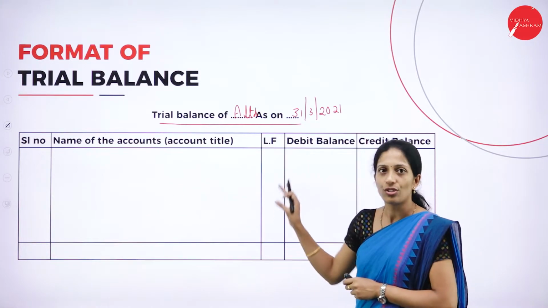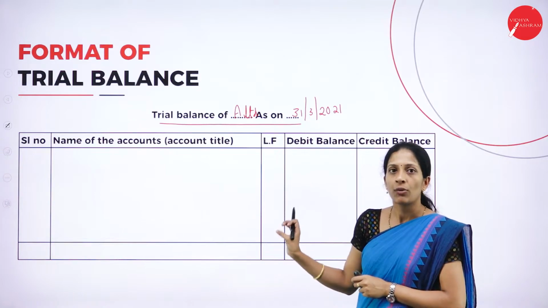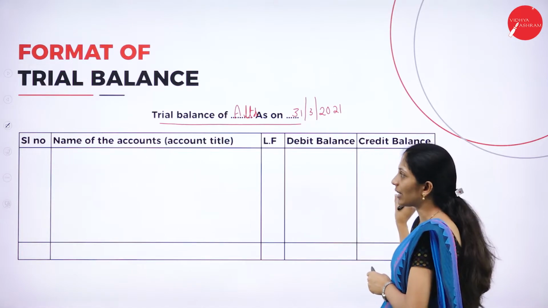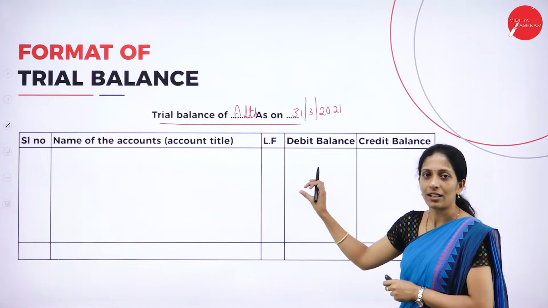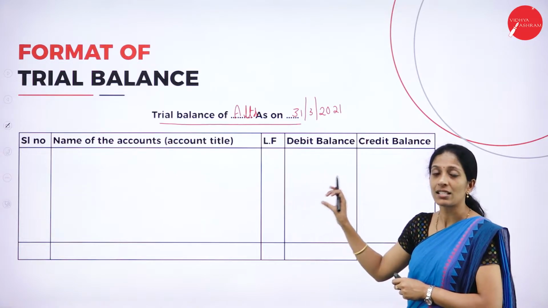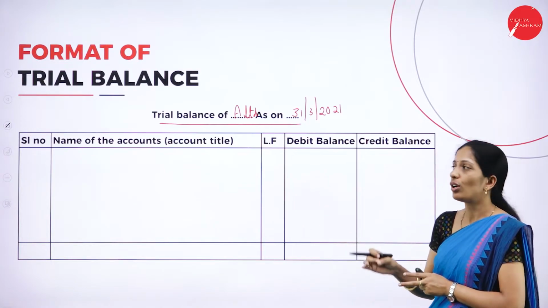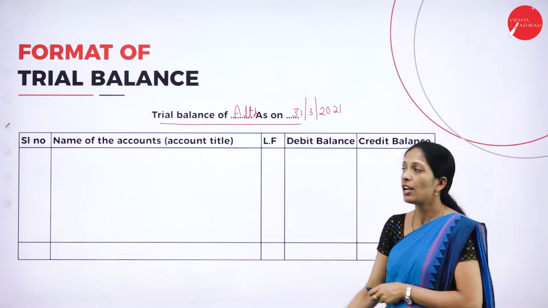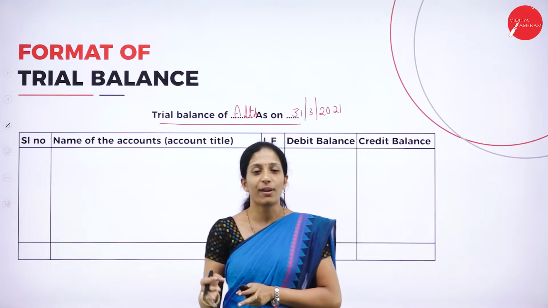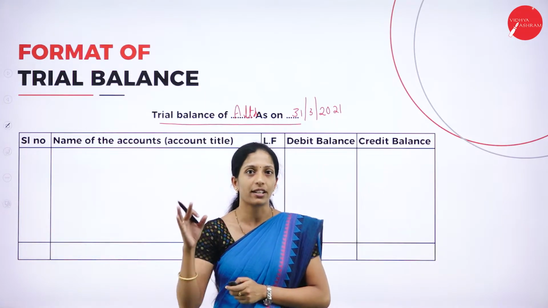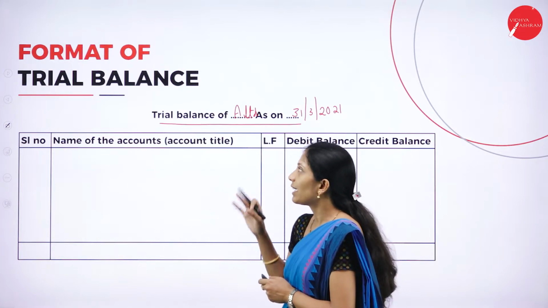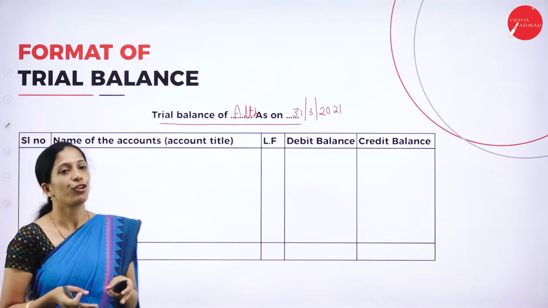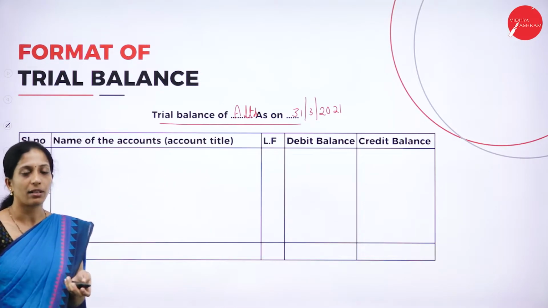Next, ledger folio. There will be a column for ledger folio where the page number of the ledger will be written. Next, debit balance and credit balance. The account to be debited, that amount will be recorded in the debit balance. The account that has to be credited, the amount will be recorded in the credit balance. We'll come to know when we solve a few problems, or we shall see a few examples relating to the trial balance. Hope you are clear with the format here. So we'll be having serial number, name of the accounts, ledger folio, debit balance column and credit balance column.